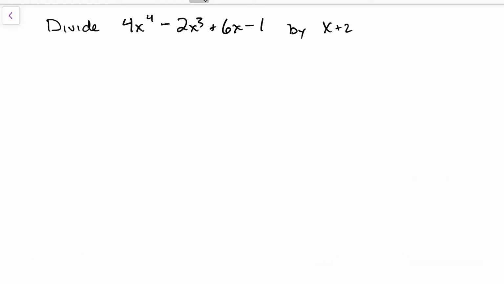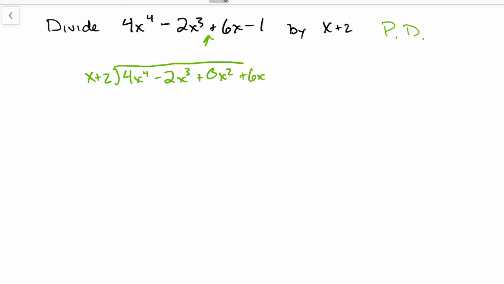So let's do one more example of each. We're going to solve this, divide 4x to the 4th minus 2x cubed plus 6x minus 1 by x plus 2 using polynomial division. Right? So what we're going to do is set this up, have our x plus 2 outside the division, and have the 4x to the 4th minus 2x cubed plus 0x squared. Right? I don't see an x squared in here. Plus 6x minus 1. And we'll start. We'll say, what do I need x squared to be multiplied to get 4x to the 4th? And that answer is 4x to the 3rd.